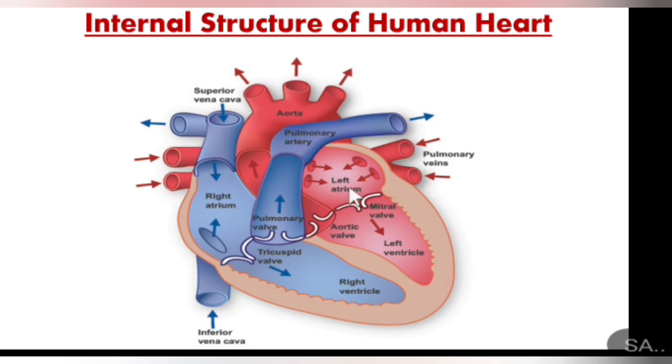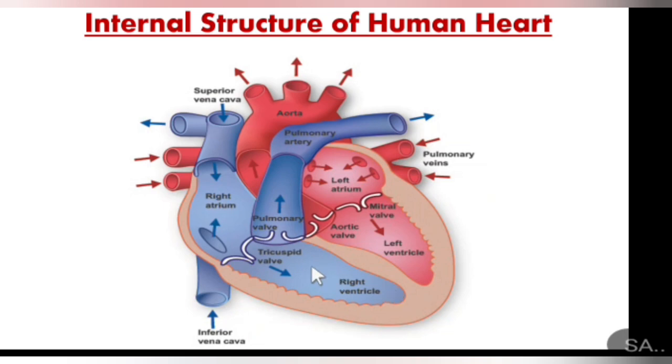So right atrium and left atrium have thinner myocardium as compared to the ventricles. Ventricles have the thicker myocardium. And if you consider the thickness of the myocardium between these two ventricles, then left ventricle has got a more muscular layer of myocardium. So its thickness is more as compared to the right ventricle. So left ventricle has the thickest myocardium as compared to the right ventricle or any other chamber.